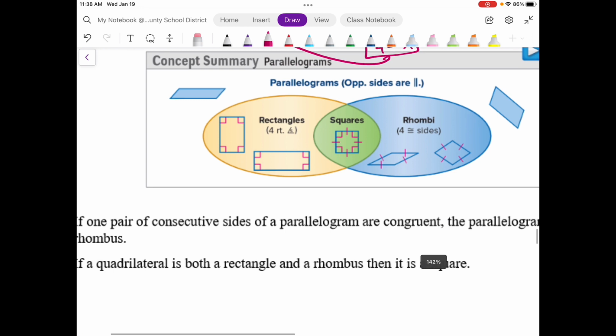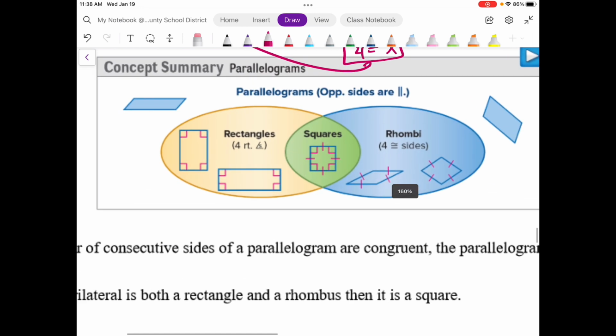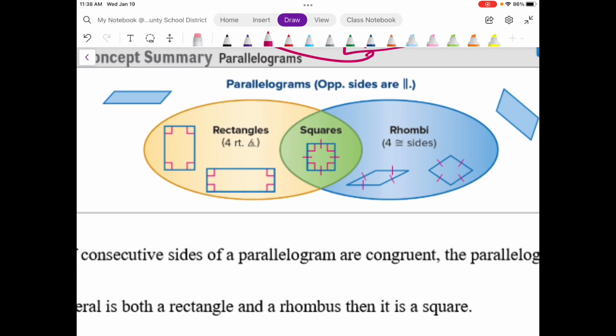Now, this table at the very end kind of sums it all up for us. So we have what makes them special. These are all parallelograms. Rectangles, we talked about in the first part of these notes. In rectangles, each angle is 90 degrees. Rhombi, we have all sides are equal.